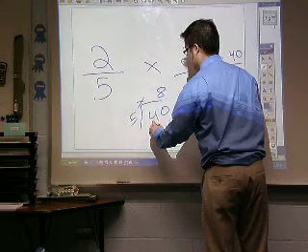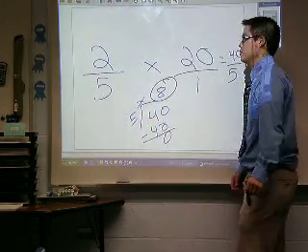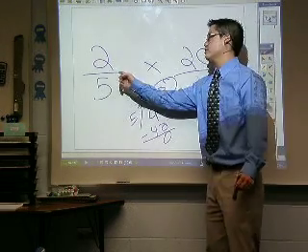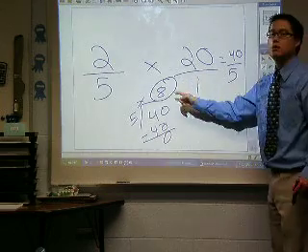Why? Because 5 times 8 equals 40. This is now your answer. This is another way you can figure out 2/5 of 20, or 2/5 times 20 over 1 is equal to 8.